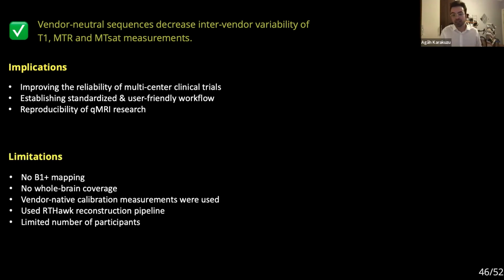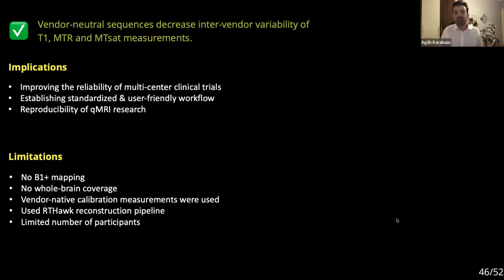But of course, we had some limitations. I couldn't acquire B1 data, both because it was not available on the GE site and because I couldn't implement an actual flip angle imaging sequence with the current RT-Hawk version. And I didn't want to use a less accurate B1 method, given that I was after measuring the reliability of these methods. And I fully sampled the k-space, which allowed partial brain coverage within the quite limited scan time that I had in Toronto. We used vendor native calibration measurements and RT-Hawk's own reconstruction pipeline, so it sacrifices some transparency, and the number of participants was kind of limited.